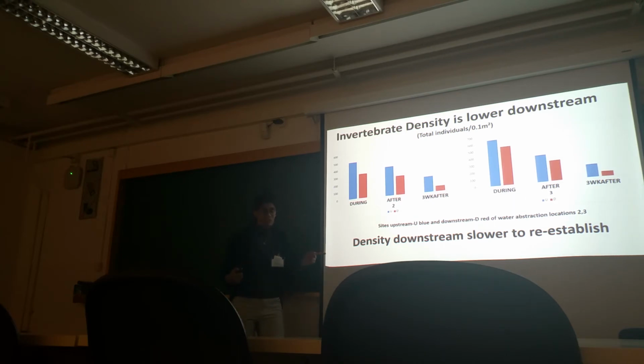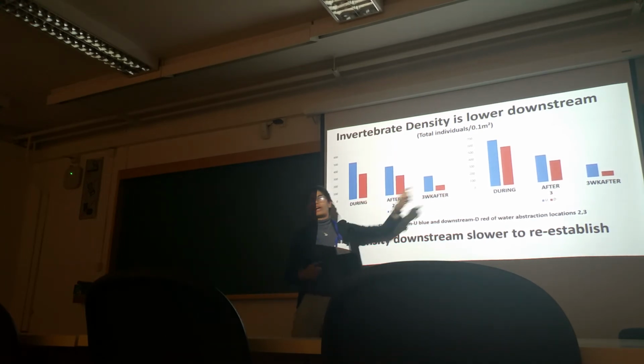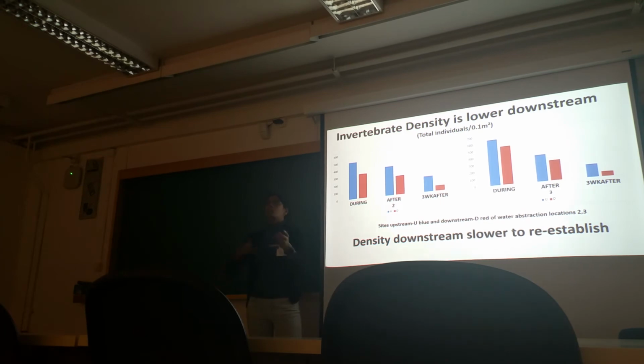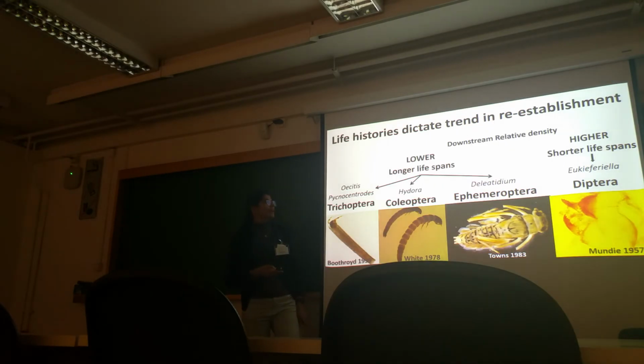I should have shown you that the difference between blue and blue is not significant, but the difference between red and last red is very significant. So water abstraction causes reduction in abundance, and the decrease in density is accentuated downstream.